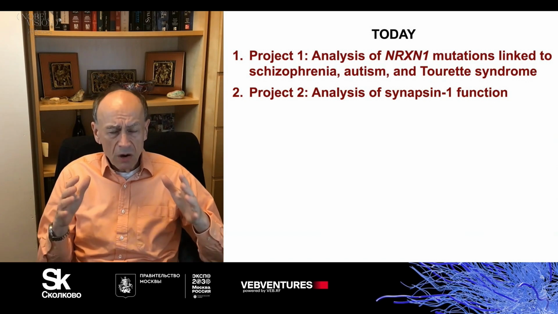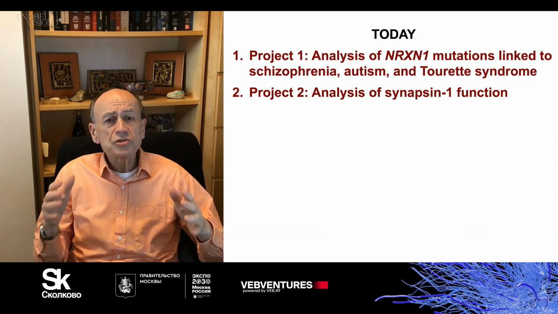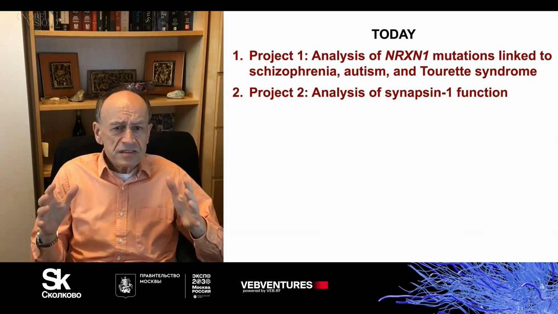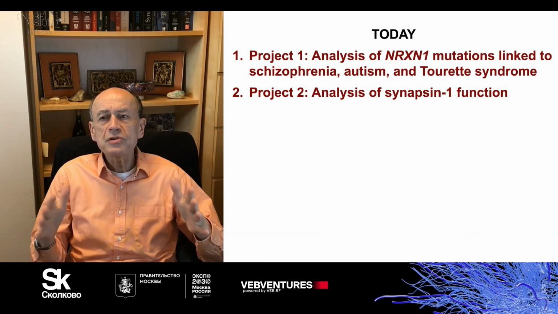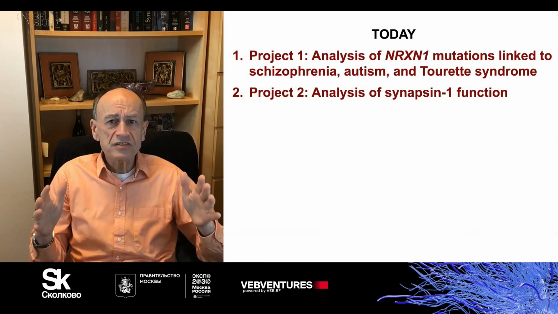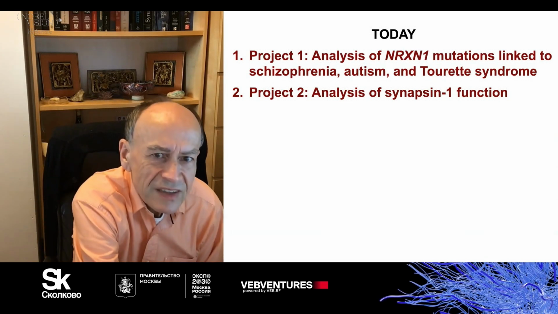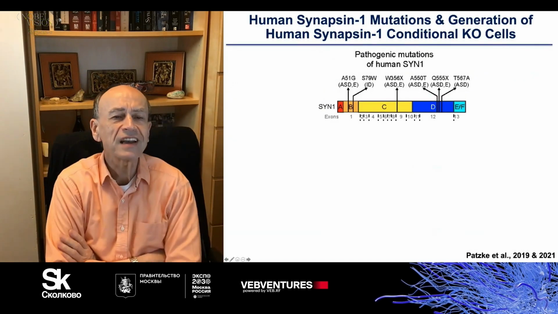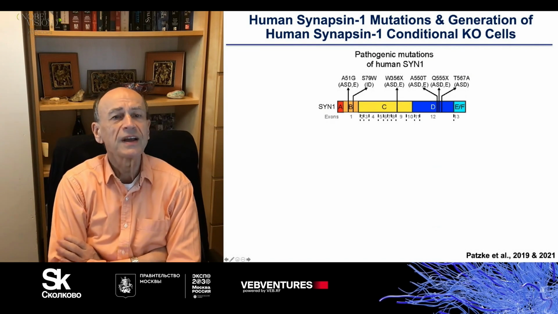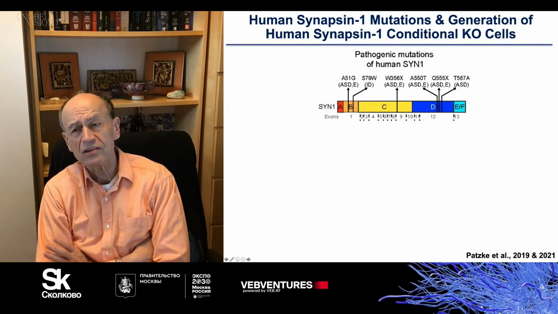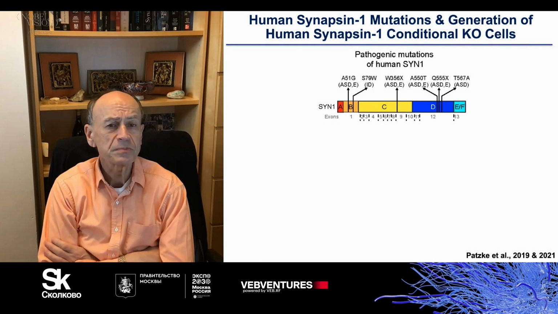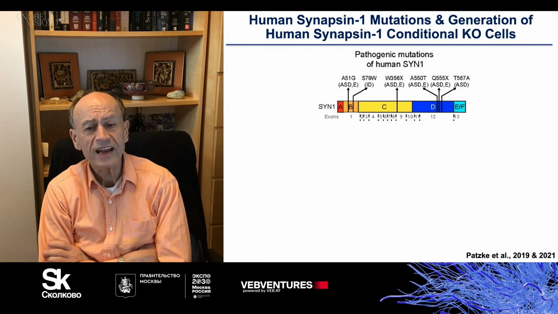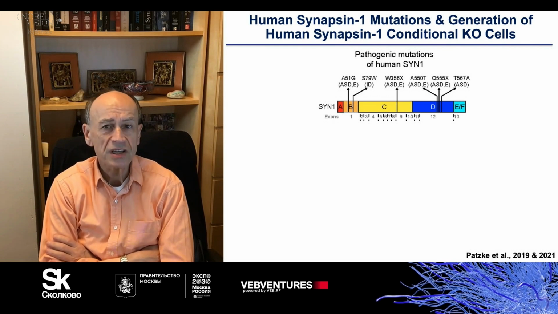The function of synapsin-1, however, to this date remains controversial. It is interesting from the viewpoint of human disease because what happens is that in some patients, mutations in synapsin-1 have been observed that predispose again to autism and intellectual disability. And these mutations are shown here in the context of the synapsin-1 gene.